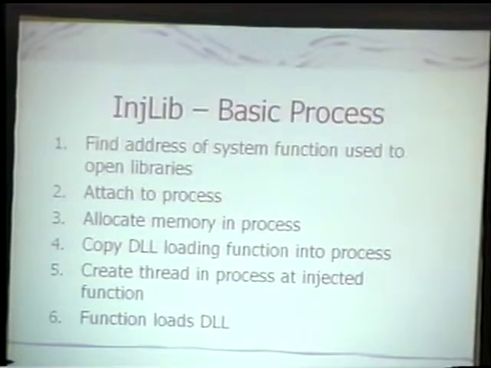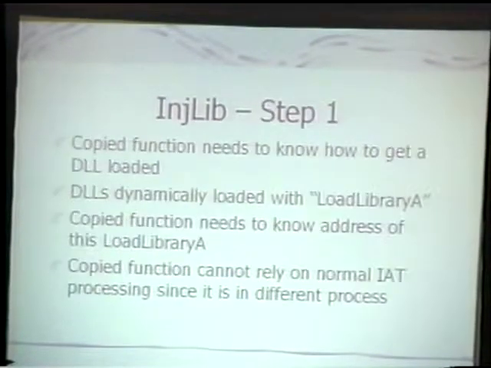The basic process which InjLib uses under Windows NT is that they find the address of a certain system function which is used to open a DLL. There's a function provided in Windows NT which you can call with the name of a DLL, and it will open the DLL and map it into your address space. They then attach to the process as a debugger, allocate memory inside the remote process, and copy in a function from their own address space to the remote address space, which will call the DLL loading system function to load a particular DLL. Then they create a thread which starts inside the remote process, running at the injected function, and that function then loads the DLL. So basically, you copy code into the remote process, which calls the normal load library function.